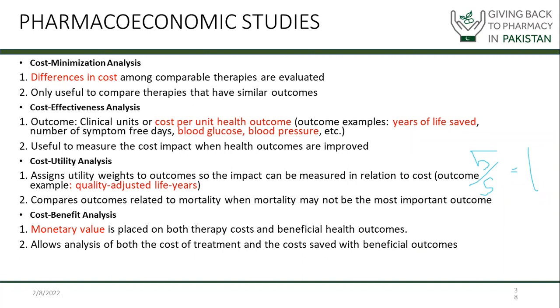But if you say quality life year, then I will say this is cost utility. If you say years of life saved, this much glucose reduced, this much blood pressure reduced, this is the cost effectiveness. And what is the cost minimization? I take 2 treatments. This treatment is lesser than that. This is the cost minimization.